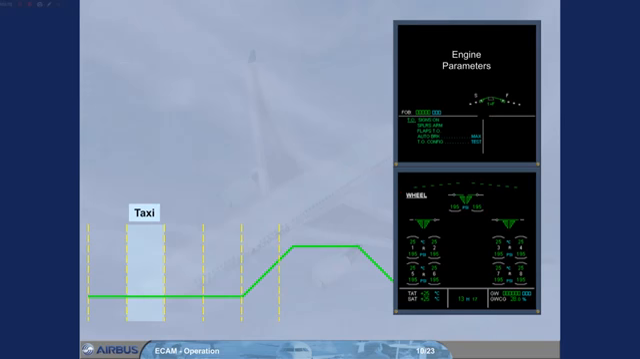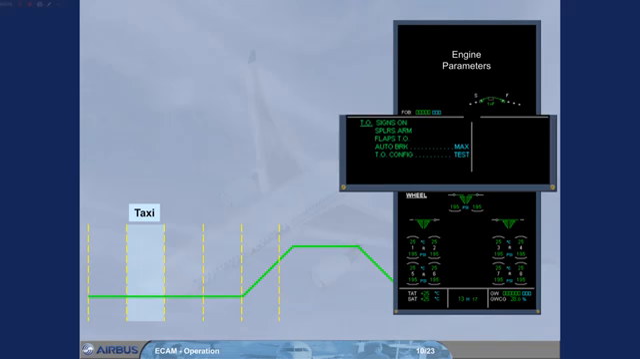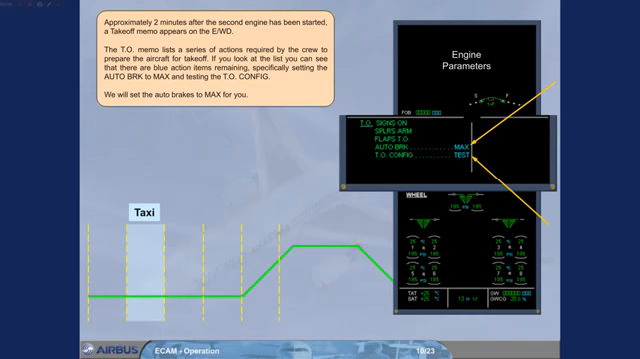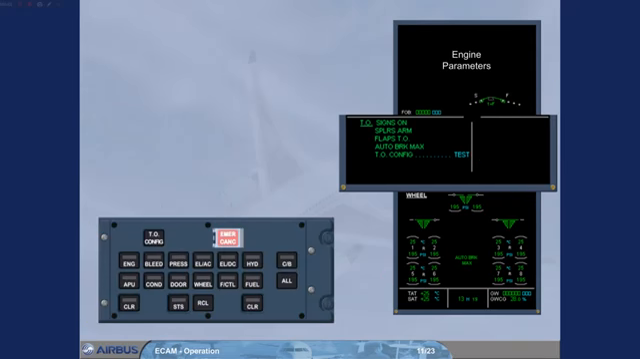Approximately 2 minutes after the second engine has been started, a takeoff memo appears on the engine warning display. The takeoff memo lists a series of actions required by the crew to prepare the aircraft for takeoff. If you look at the list, you can see that there are blue action items remaining, specifically setting the auto brakes to max and testing the takeoff configuration. We will set the auto brakes to max for you. The blue action item changed to green and moved.